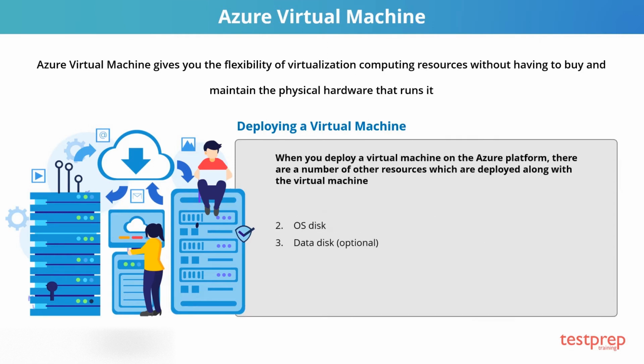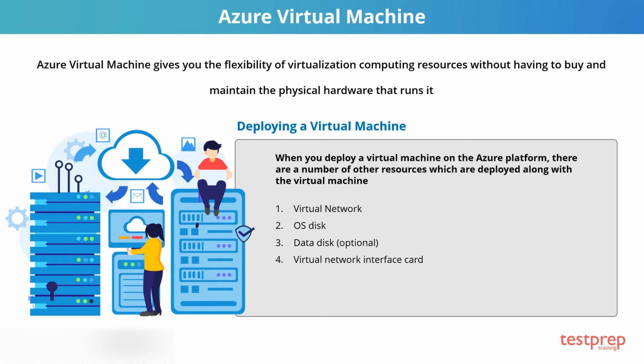When you deploy a virtual machine on the Azure platform, a number of other resources are deployed along with the virtual machine. First is a virtual network, where the virtual machine resides. 2. In addition to the virtual network, we need an OS disk, assigned to the virtual machine, and used for holding the OS level data. You can also add your own data disk on the virtual machine.